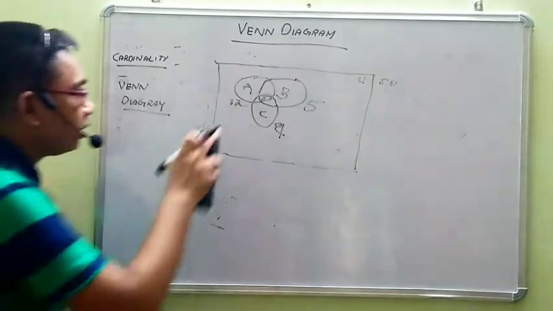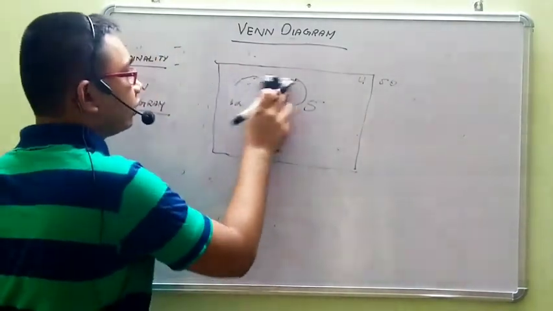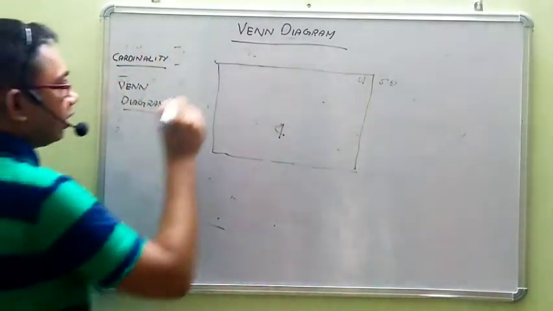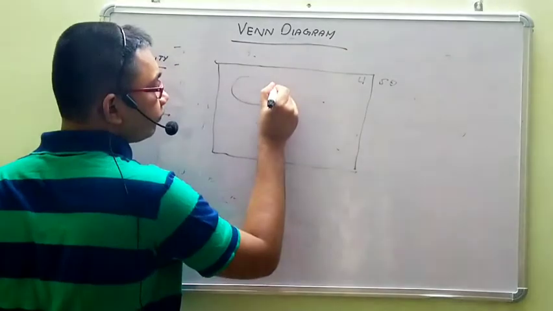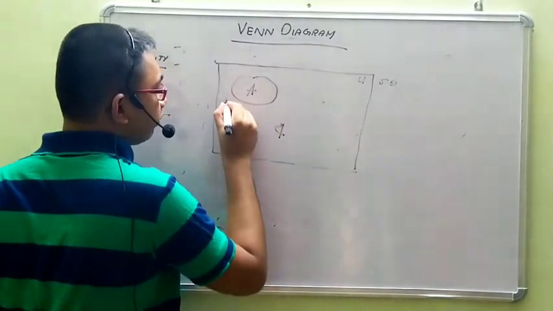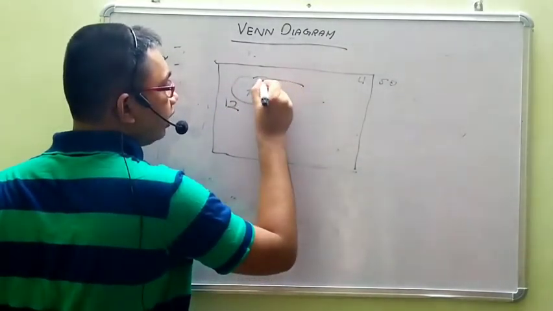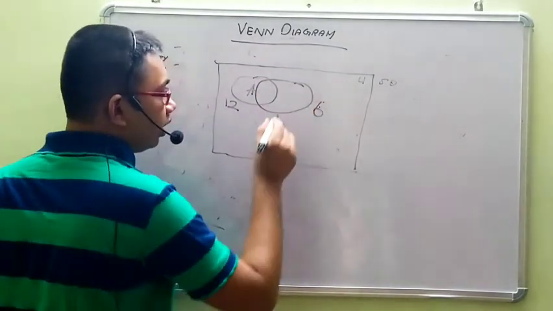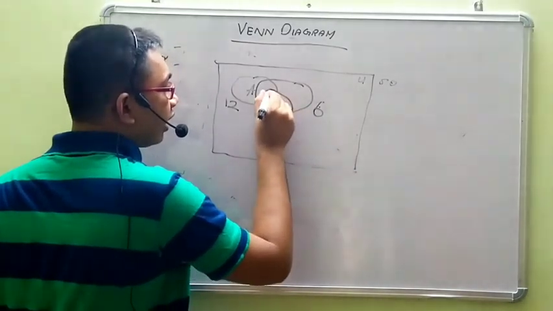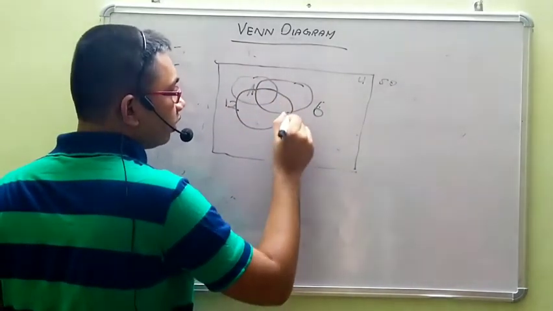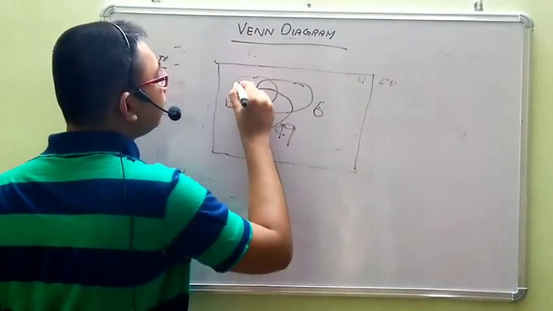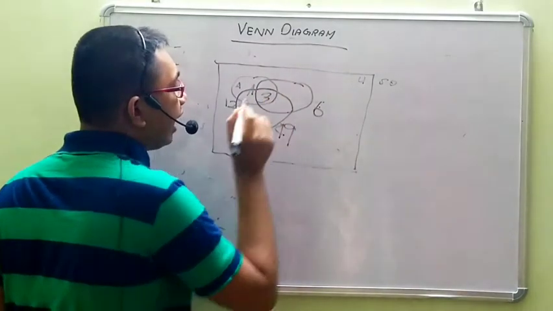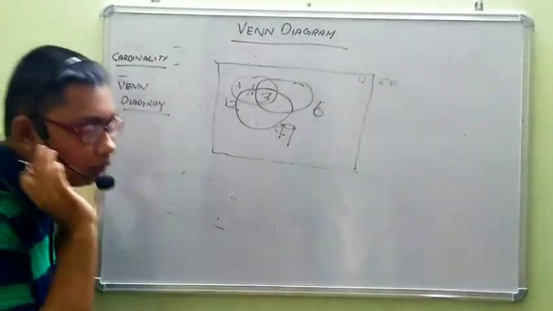Let me draw this even better, because you won't be able to see this A intersection B intersection C. This is A and it has 12 elements, and this is B and it has, let's say, 6 elements instead of 5, and let us say C and it has 9 elements. First, let us take A intersection B intersection C. Let us take it has 3 elements. And suppose A intersection B has 4 elements.